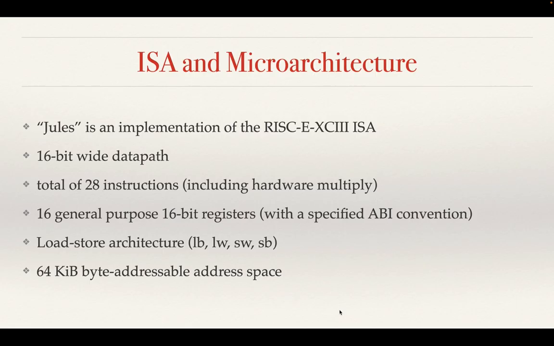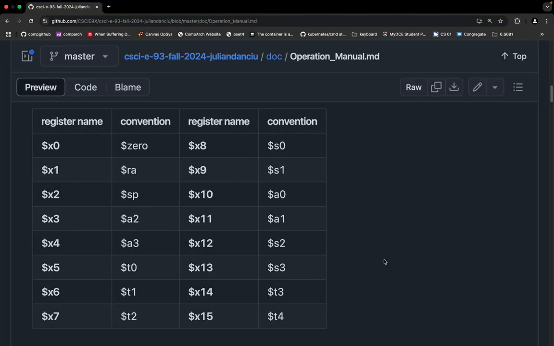final project. Another important part of the architectural state are the 16-bit general purpose registers, along with a specified application binary interface convention. The CSCI-E-93 ISA general purpose registers are displayed in the table. When using the provided assembler, users may refer to these registers by their canonical names listed below, for example $x0, $x1, $x2. Additionally, every register has an alias corresponding to the usage in the architecture's prescribed ABI convention.